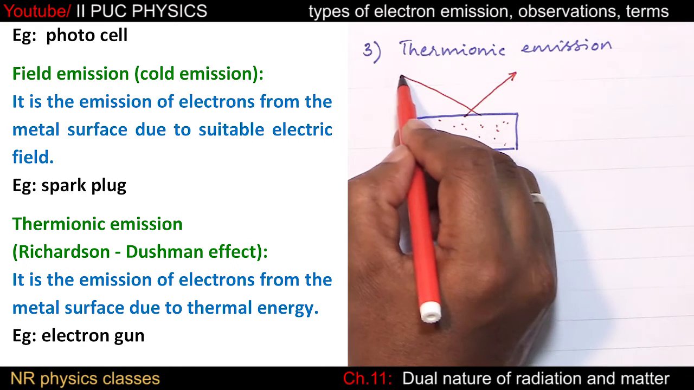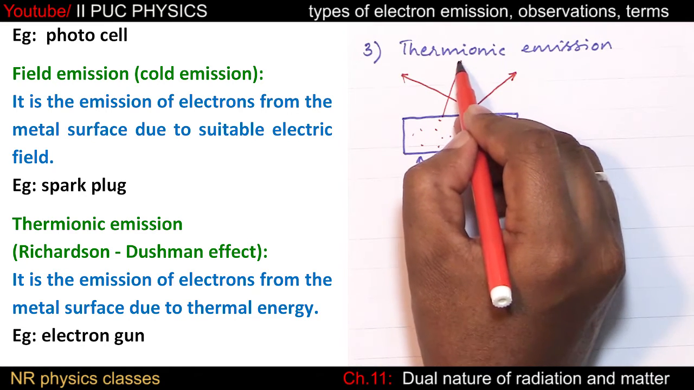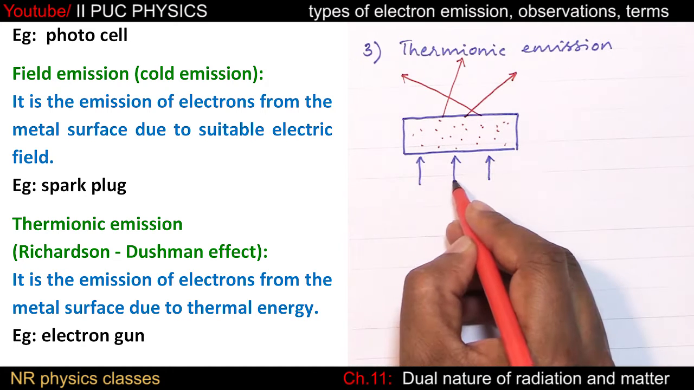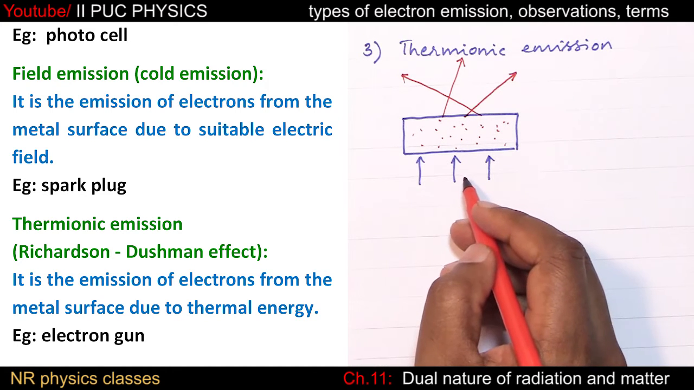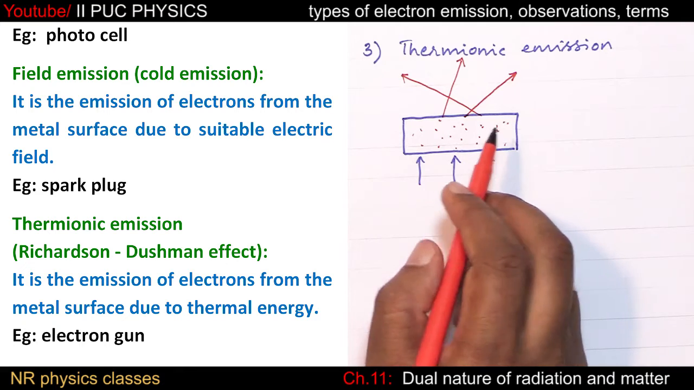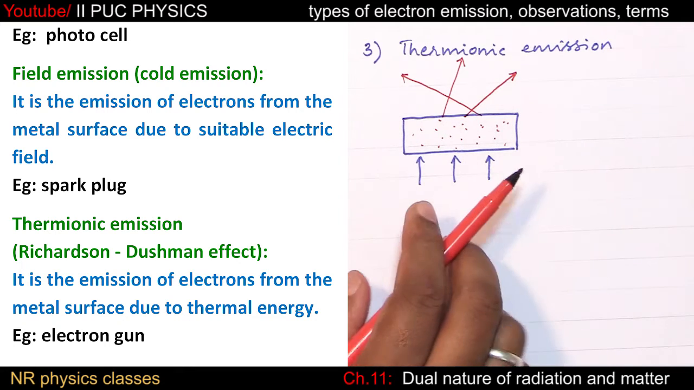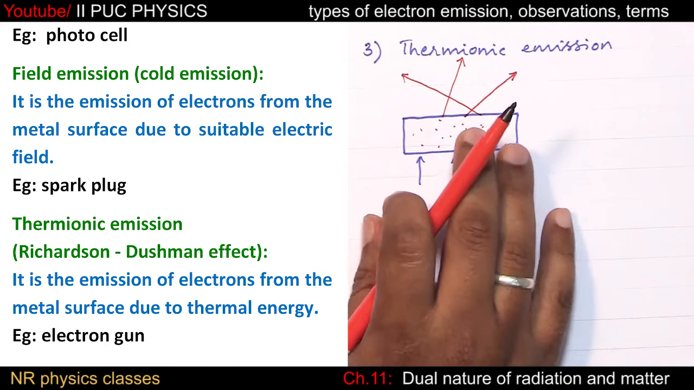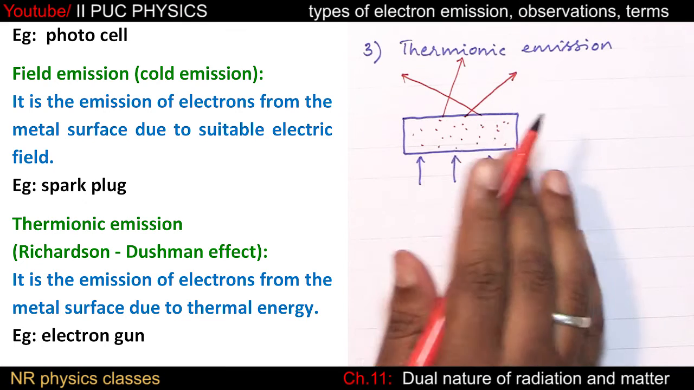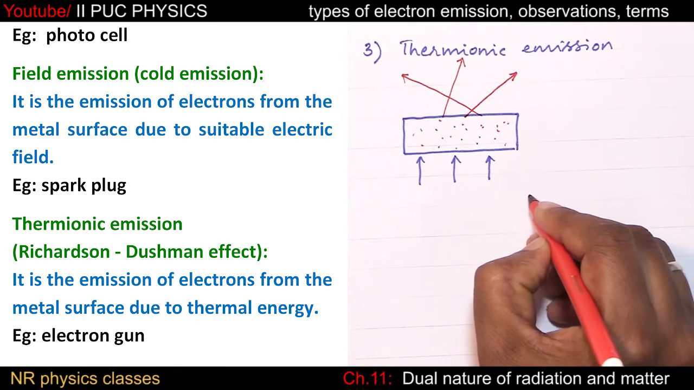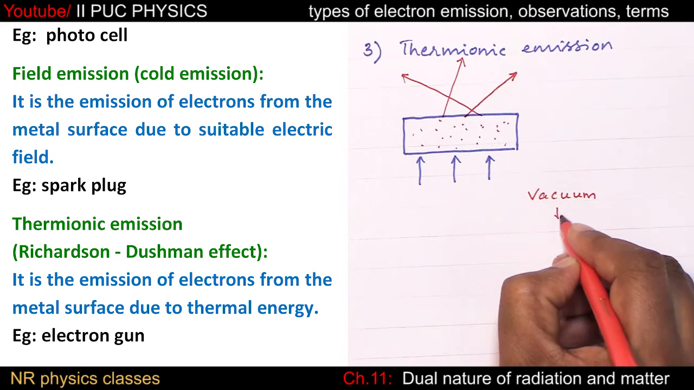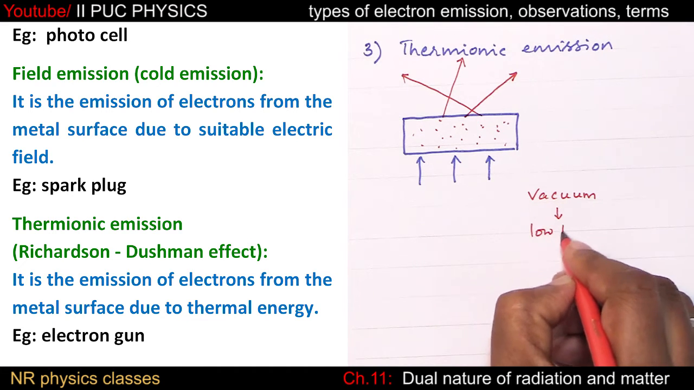One more electron can come out. So there is emission of electrons due to heating. Always remember, photoelectric effect, field emission, thermionic emission, all these things should be carried out in vacuum. Vacuum means low pressure.